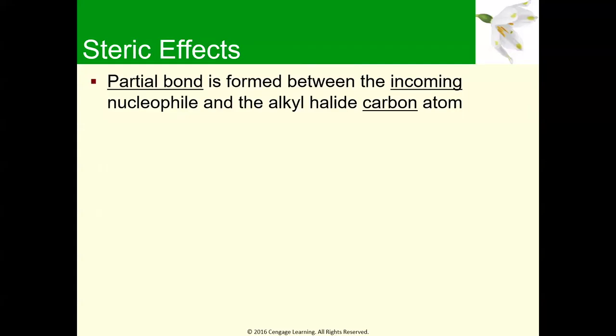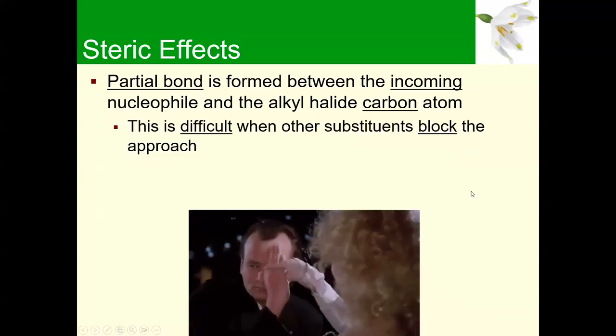So that first variable, the steric effects, it has to do with crowding around the electrophile because we've got to form this partial bond from that backside attack between the nucleophile and the substrate. So a partial bond is formed between the incoming nucleophile and the alkyl halide carbon atom. We're assuming here that our substrate is an alkyl halide, therefore your electrophile is that carbon atom that's also attached to the halogen because it's got that partial positive charge on it. Okay, but that's just challenging, it's difficult when there are other alkyl groups blocking the way. This is difficult when other substituents block the approach.